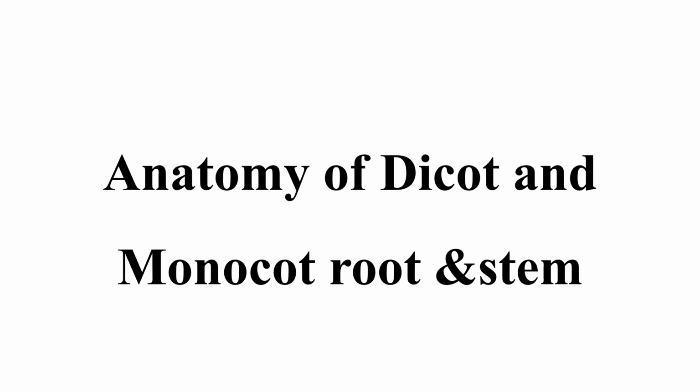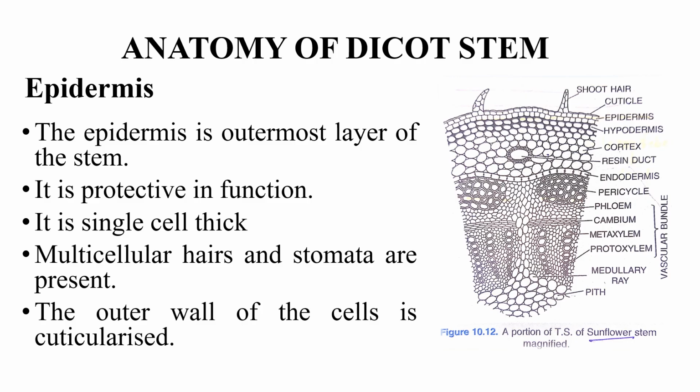Now we will discuss the anatomy of dicot and monocot root and stem. So let's start. First of all, anatomy of dicot stem. In case of dicot stem, first the epidermal layer is present, and over the epidermal layer a cuticle layer is present. And epidermis is the outermost layer and protective in function.